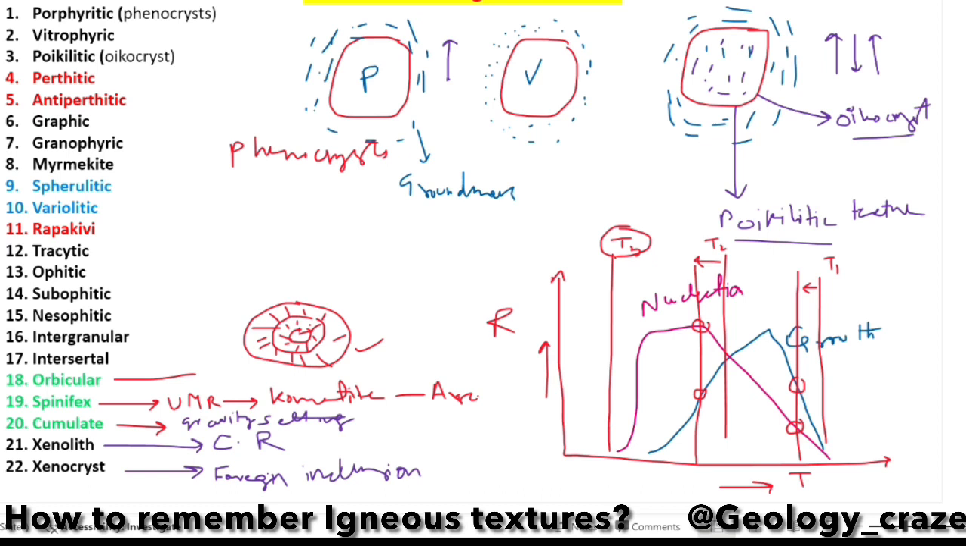T3 will generally represent the basic group, and T1 generally represents the coarse-grained rocks, that are generally igneous rocks that are acidic in nature.